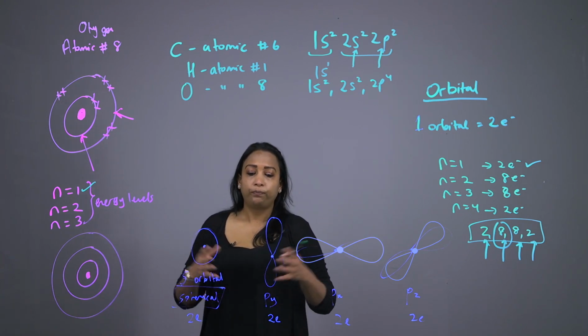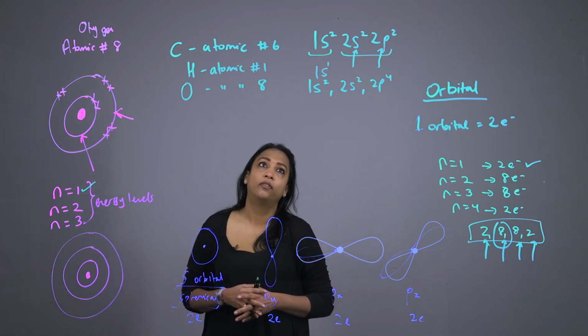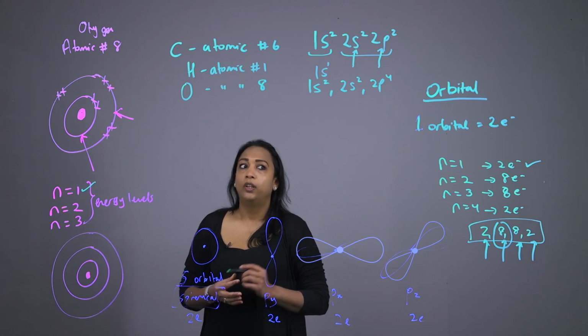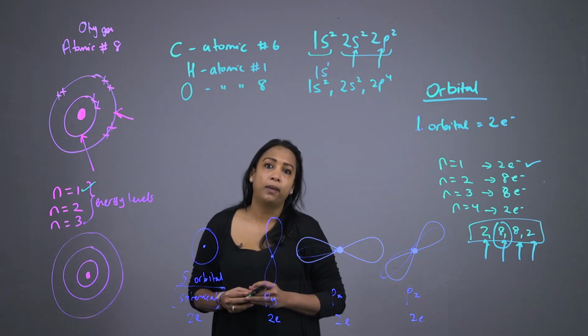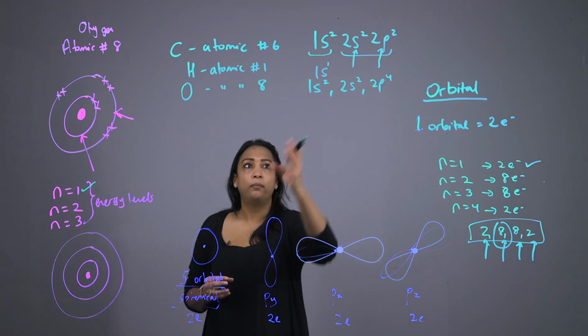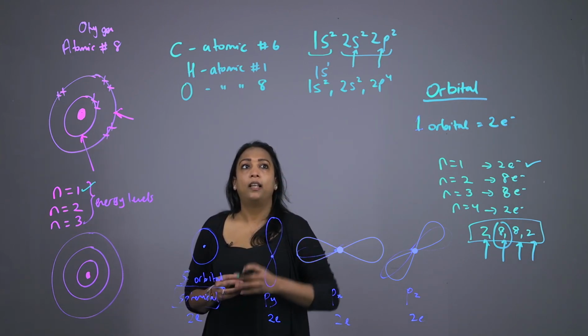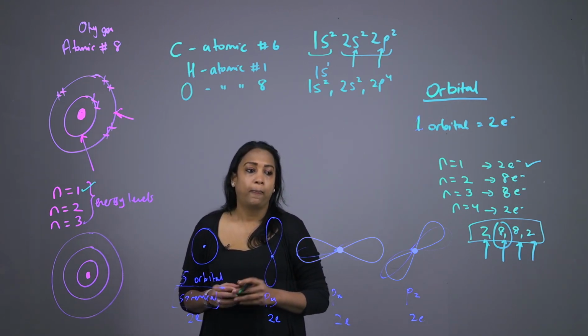So that's about all we're going to cover for electronic configuration. You guys can go through the first 20 elements of the periodic table, and you can practice filling in the electrons in all of their shells.